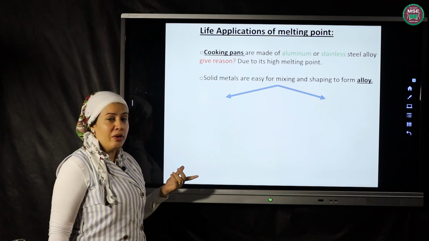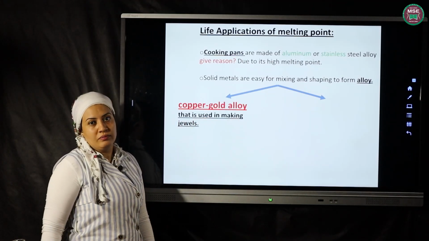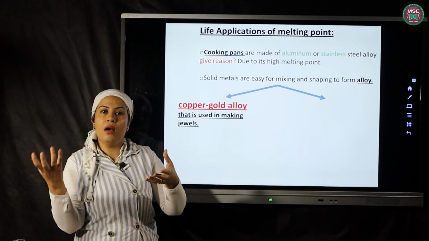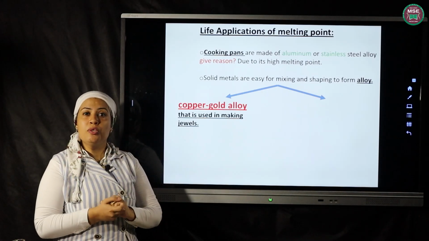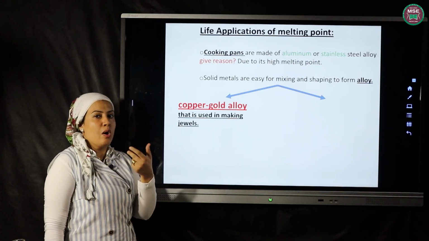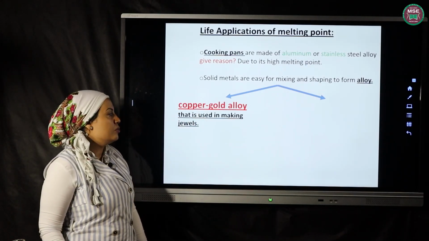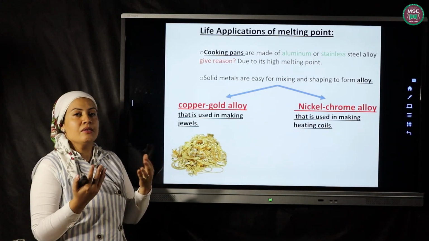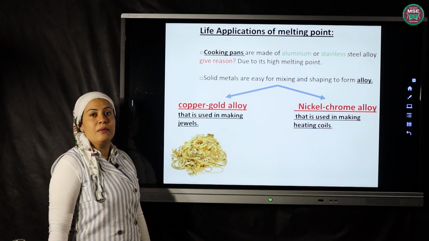I need the melting point to reshape some metals, to form something called an alloy. I have two types of alloy. The first is copper gold alloy, when we mix gold and copper together, which is used in making jewels. Why do we add copper to the gold? To give it hardness. You know the jewels? Okay, and I have another alloy, which results from mixing nickel and chrome to form nickel chrome alloy, which is used in making heating coils.